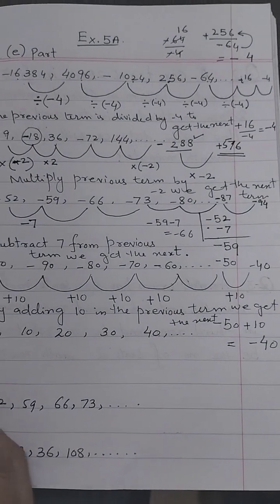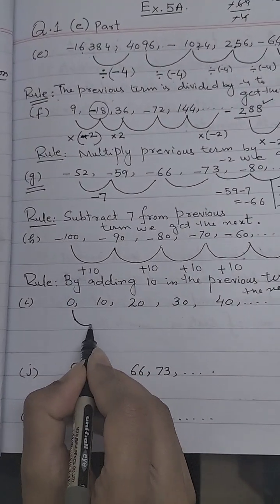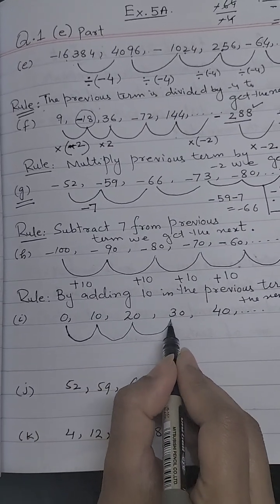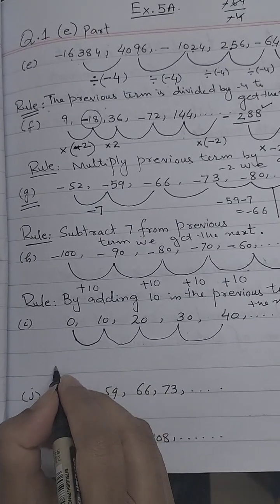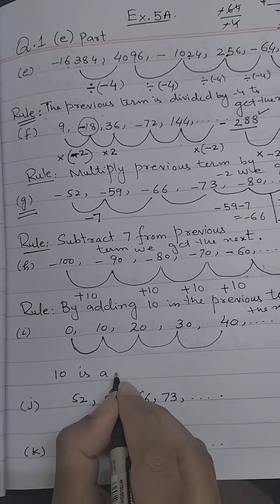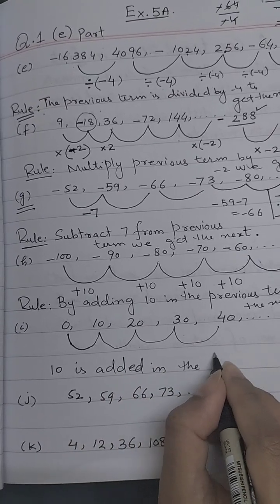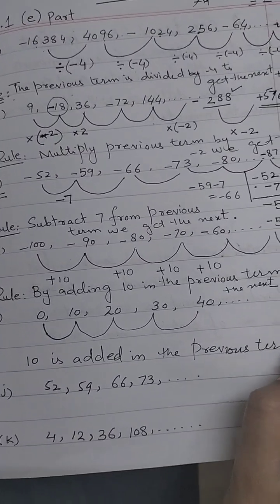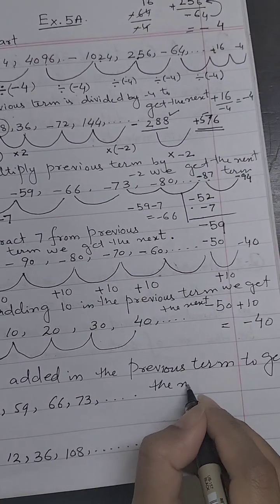And when we talk about this I part of the question, 0, then this is 10, then this is 20, 30, 40. So there is a difference of 10, means 10 is added in the previous term to get the next term.